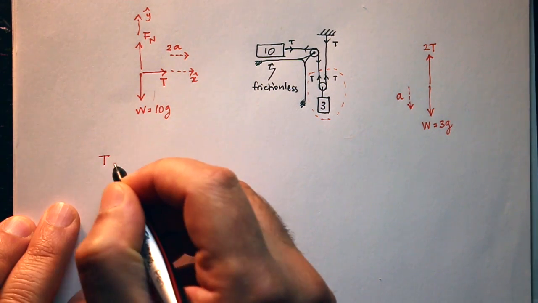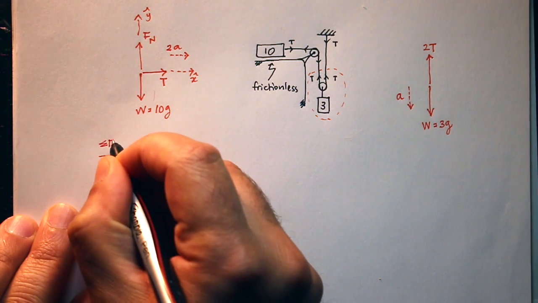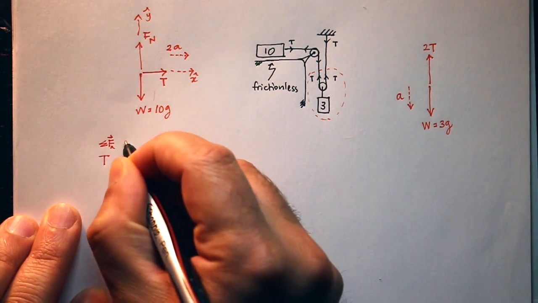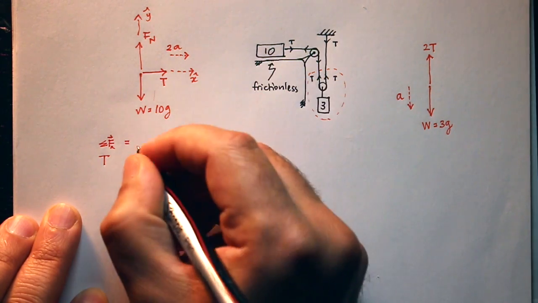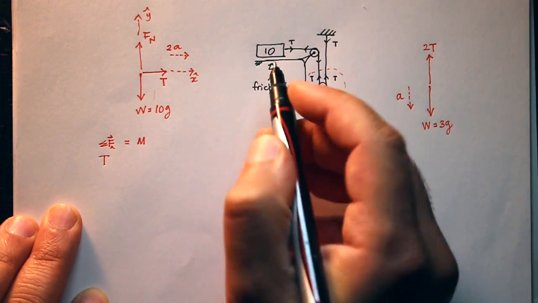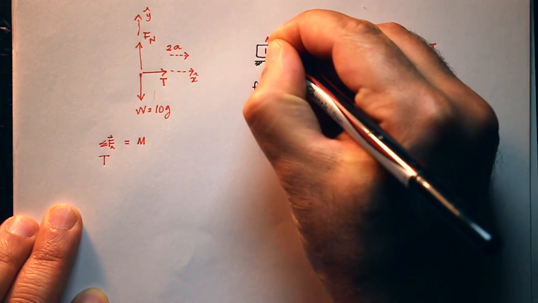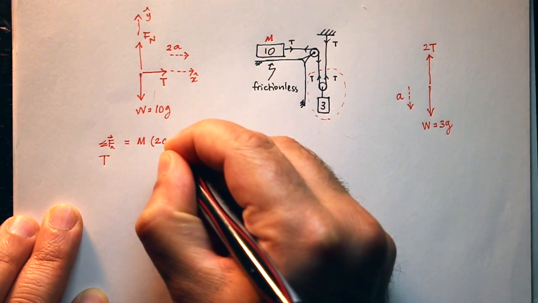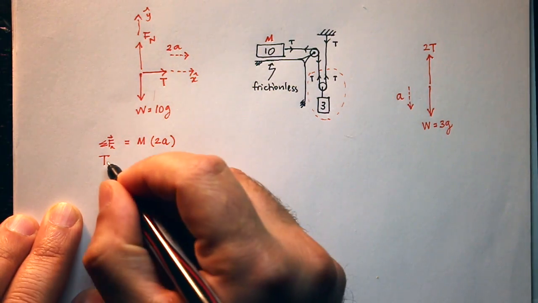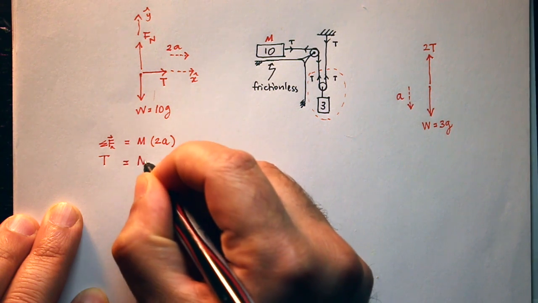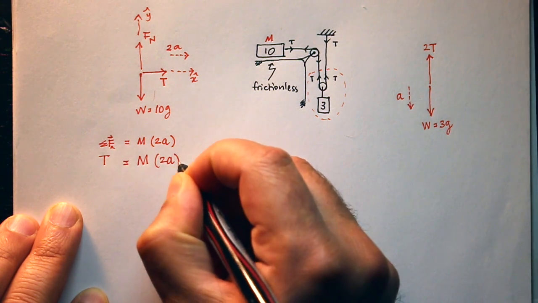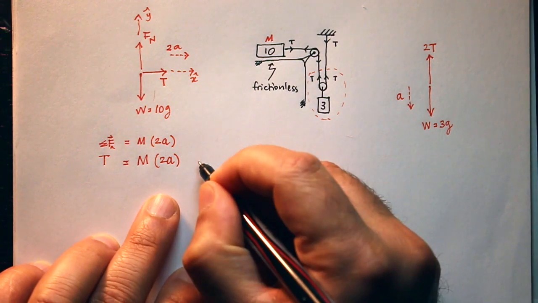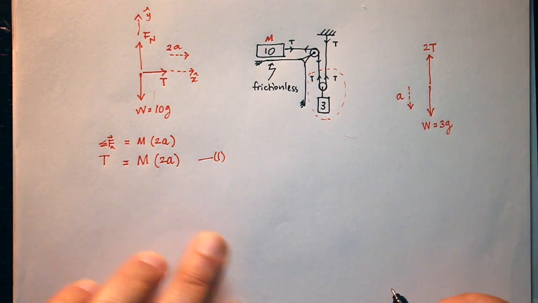force, because it is the net force in the x direction, it's going to be equal to the mass of the 10 kilograms, which I'm going to call capital M, multiplied by the acceleration, which is going to be 2A. So this is tension equals mass times acceleration. So I'm going to call that equation number 1.